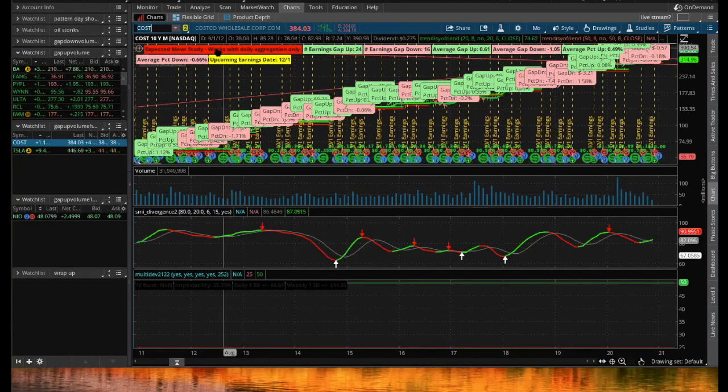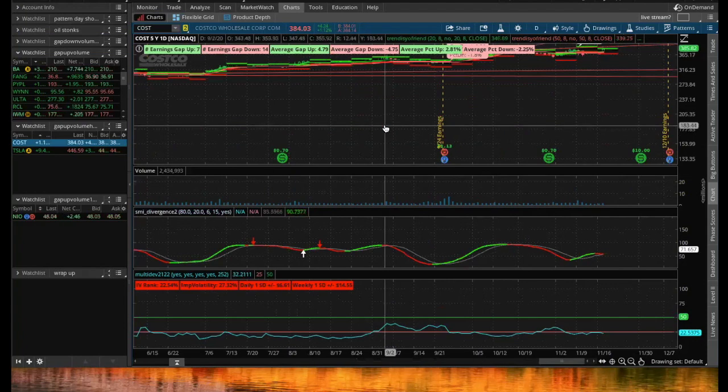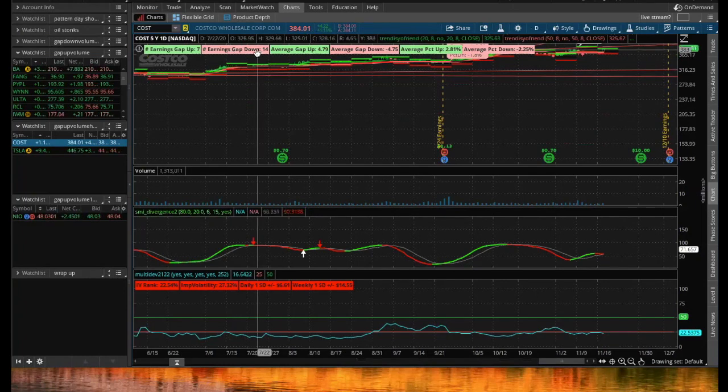Taking a look at Costco, looking on the monthly 10-year, which for this one you want to do the 5 year. A lot of people go by the 5 year average when it comes to things like this. It's had 14 gap downs post earnings and then 7 gap ups post earnings. The gap up average is about $4.79, gap down $4.75. You can see we did have a gap up, and we are currently within the average range of gap ups over time.